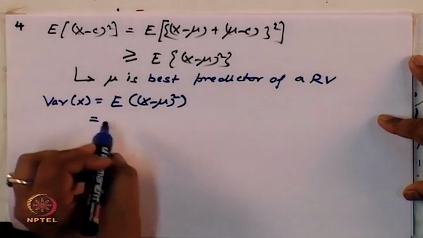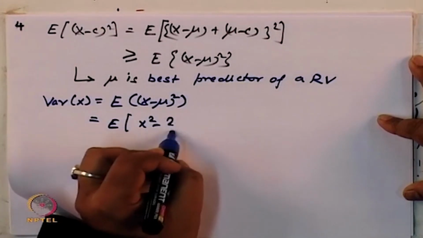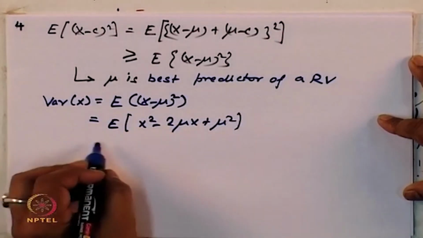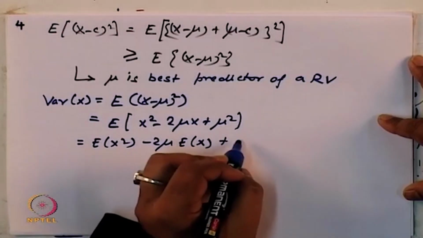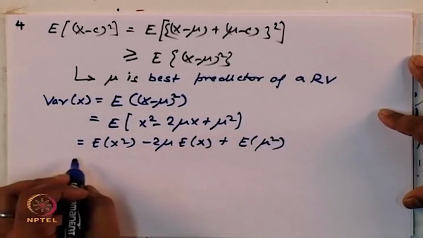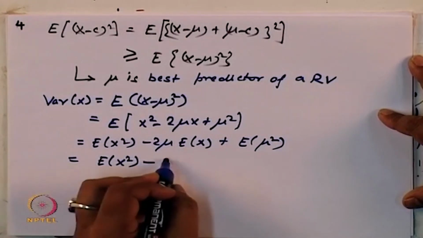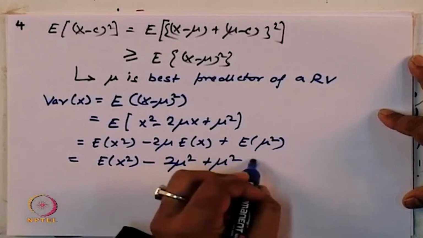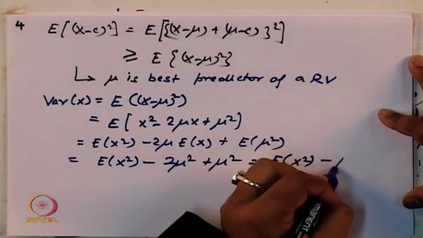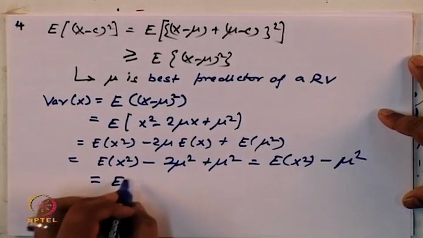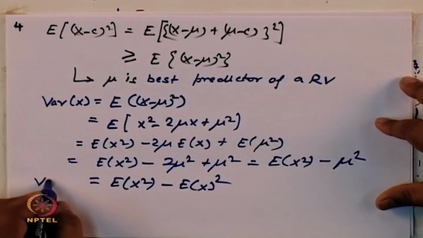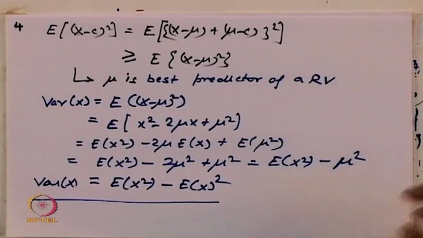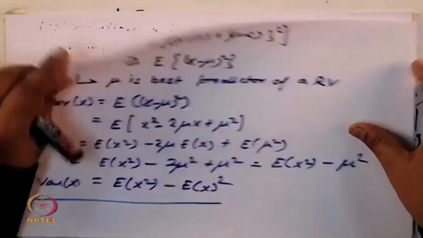Okay. So, I can expand this. So, variance of x has this identity.